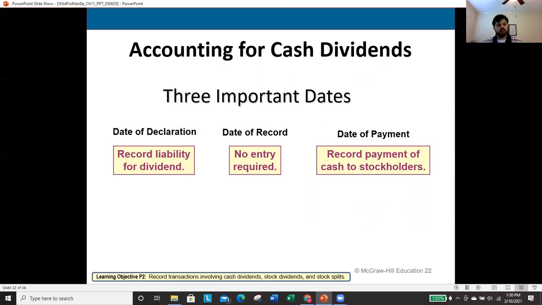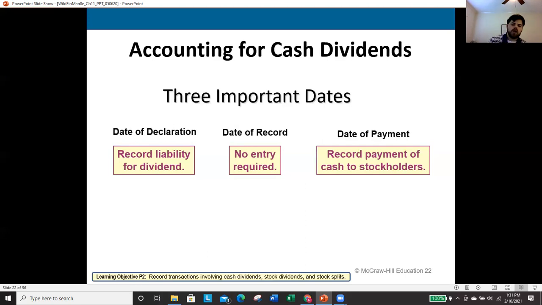Now, the date of record is the actual important date for receiving that dividend. If you buy the stock before the date of record, you will be the one actually receiving the cash. But if you buy the stock the day after the date of record, then you will not be receiving the cash. Whoever owned it the day before will be receiving that cash. And of course, the date of payment is when the cash is actually received by the stockholders.